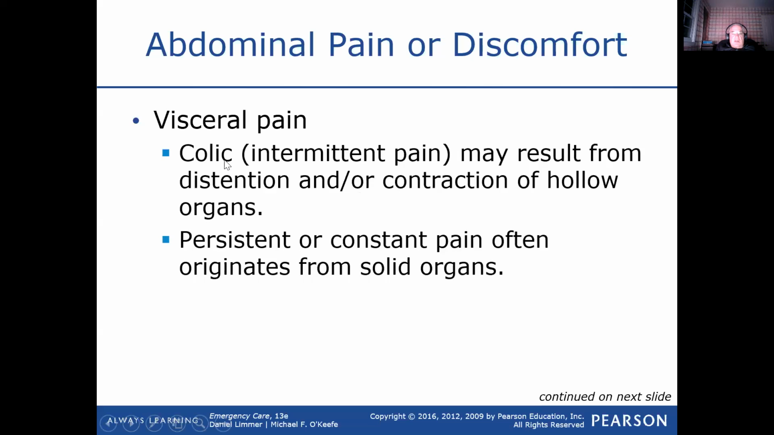It could be intermittent. They call that colic. You hear it in kids, colicky kids. Pain comes and goes. Intermittent means that it comes and goes. That's typically the tubes, like your esophagus, your intestines. And then solid organs like your liver, your pancreas, that pain typically is a constant type of pain, okay?